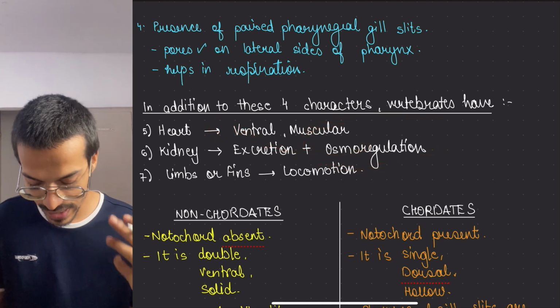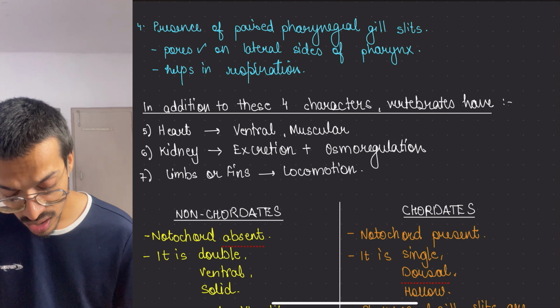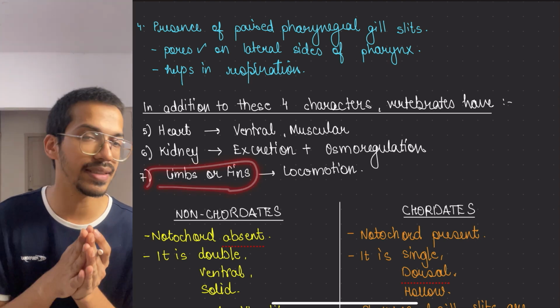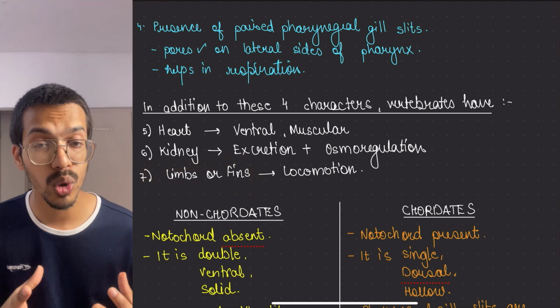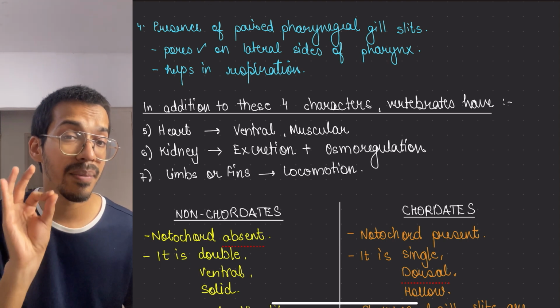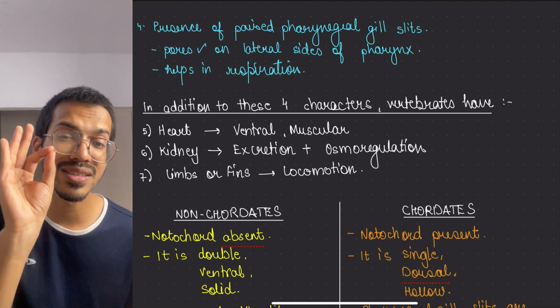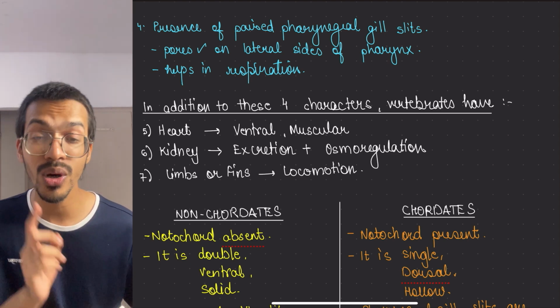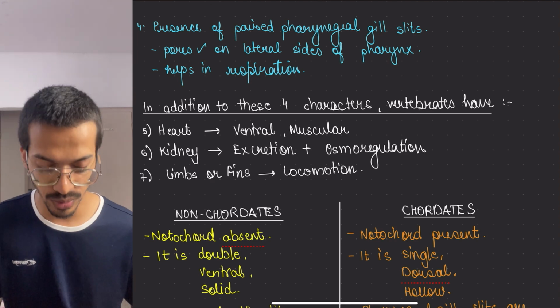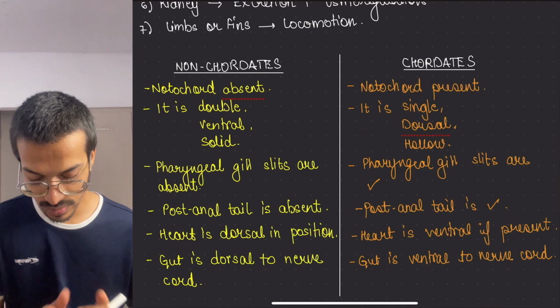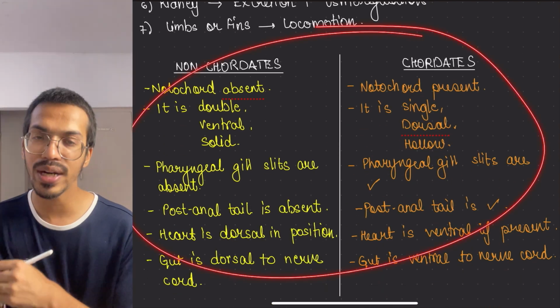Okay, moving on to the next thing: we have the limbs or fins present. They help in what? Locomotion, not in all, but in the majority of them. When I say this, it is a very important point to remember for you, it can come in your examination. Moving on, this is the major difference between chordates and non-chordates.